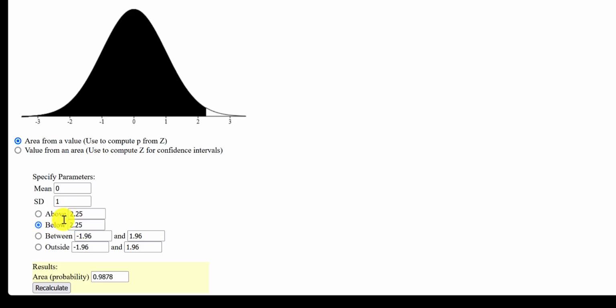And so if I click recalculate, it tells me that the area to the right of that, the area in that upper little tail, is 0.0122. That's about 1% of the data way up there. And then if I wanted the area below, let's click on this button. It tells me that about 98.78% of the data lies below.